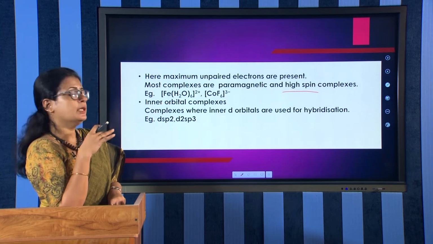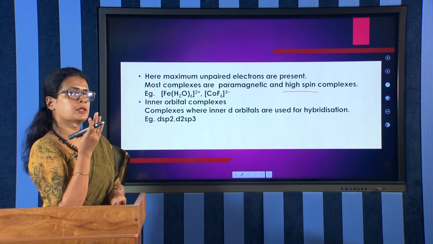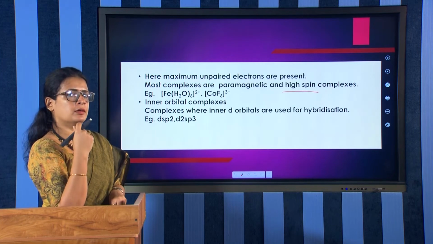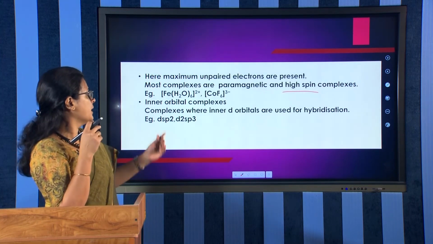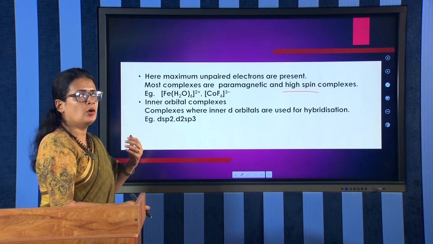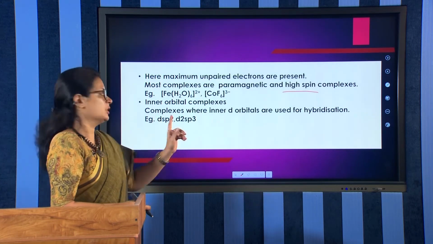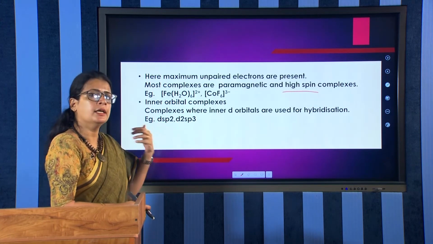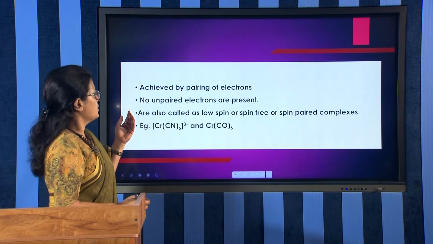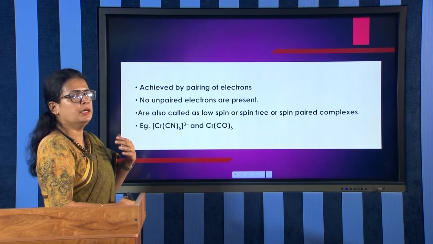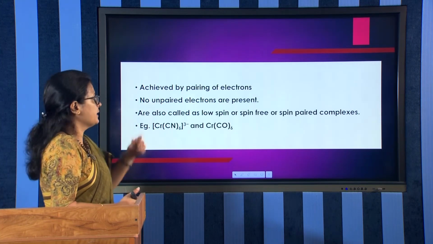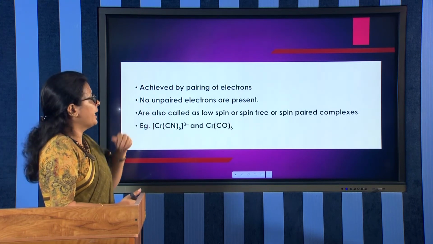Now coming to the inner orbital complexes. Inner orbital complexes means in the hybridization the inner d orbitals will be taking part. So the hybridization may be dsp2 or d2sp3. When the inner d orbitals are being used up, it is achieved by pairing of electrons.